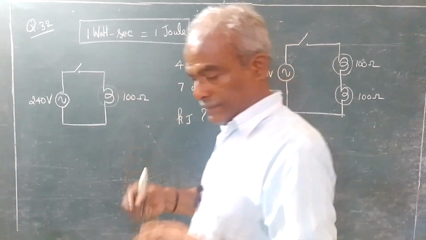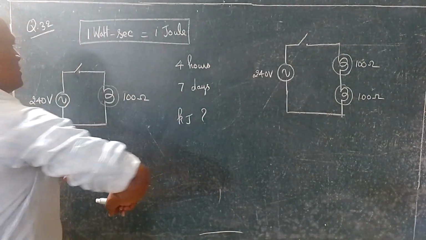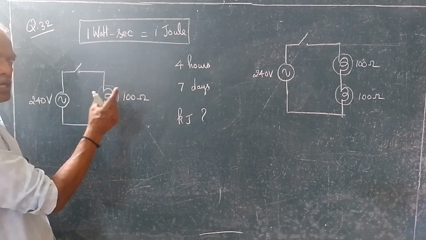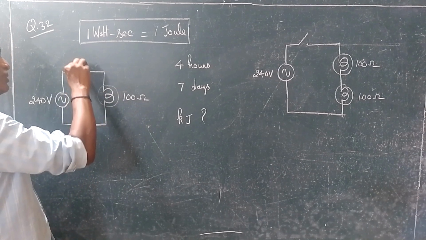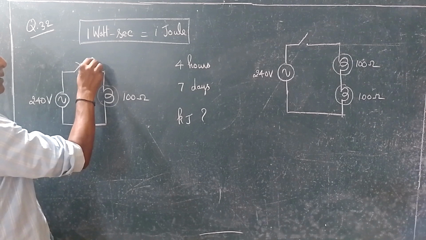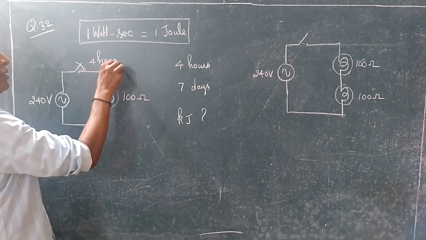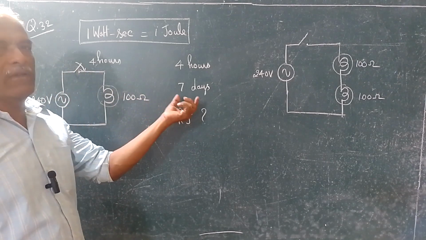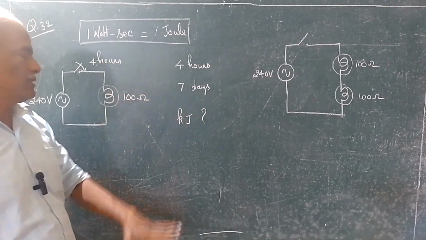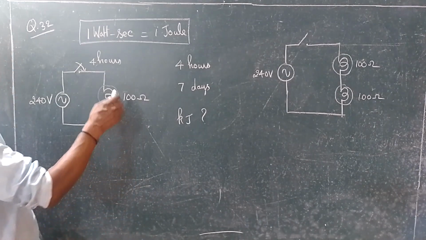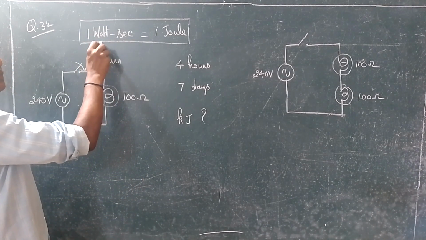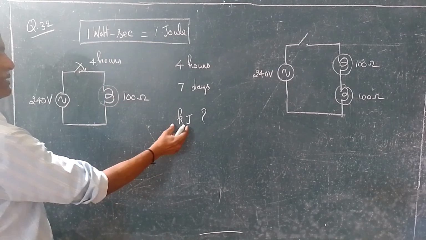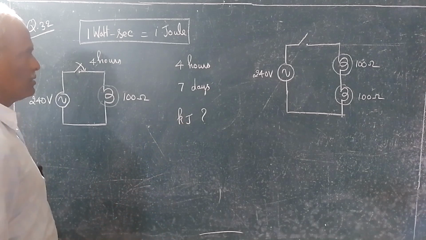So the thing is, Kaveri connects a bulb of the filament resistance being 100 ohms, and this is switched on for 4 hours per day. The switch is closed for 4 hours per day. So totally we have to calculate for 1 week, that is 7 days. And also we know that 1 watt second, watt is power, unit of power, multiplied by second will give you 1 joule. So we have to express the answer in kilojoules.